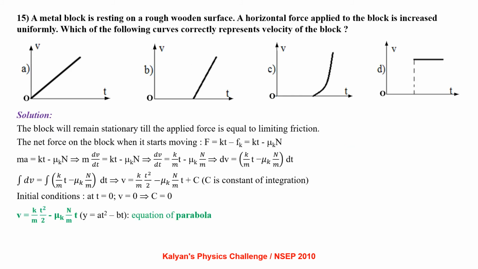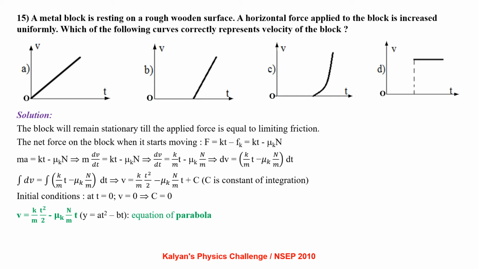A metal block is resting on a rough wooden surface. A horizontal force applied to the block is increased uniformly. Which of the following curves correctly represents the velocity of the block? The block will remain stationary till the applied force is equal to the limiting friction. The net force on the block when it starts moving, F equal to Kt minus Fk, kinetic friction.